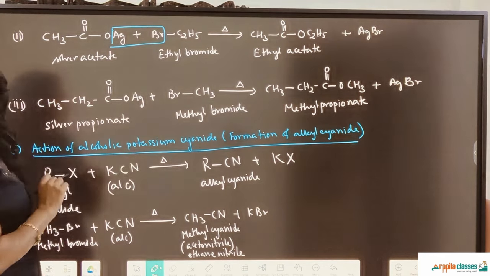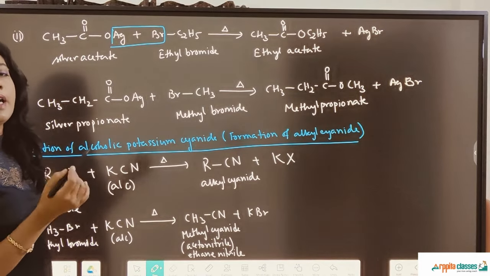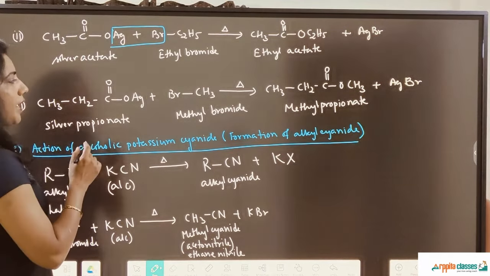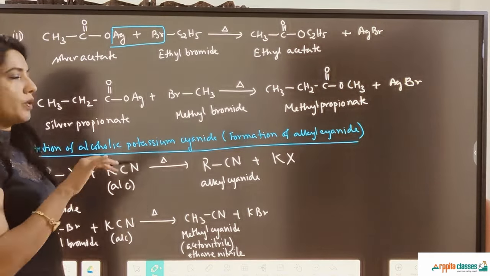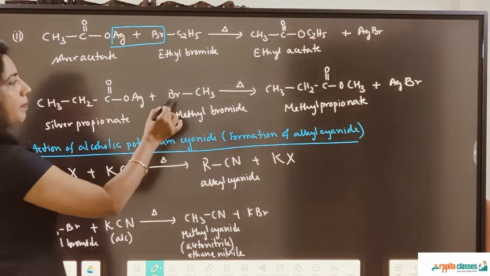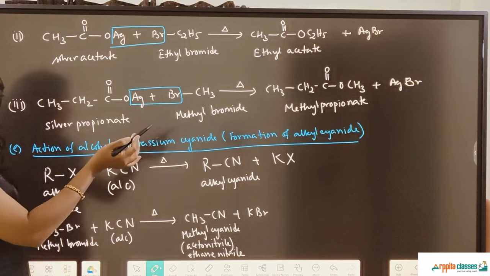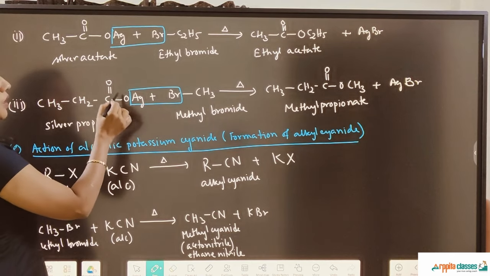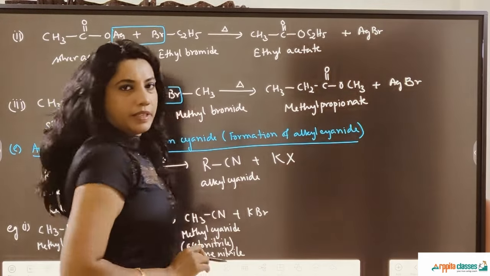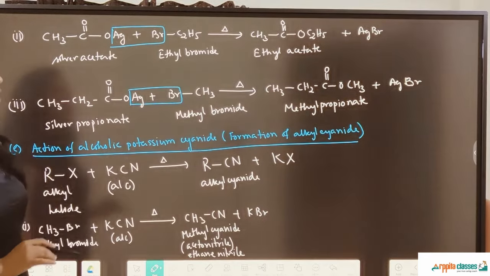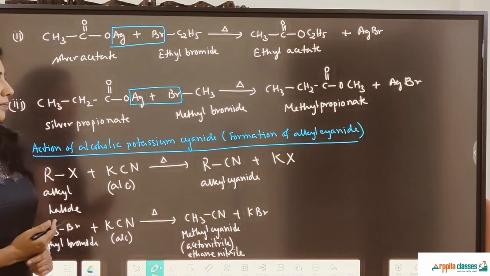This is CH3CH2COOAg. There are 3 carbon atoms, so it is called silver propionate. Propionate is the common name. If you write down the IUPAC, then it will be propanoate. Okay. So silver propionate plus methyl bromide. AgBr you just remove and join the rest of the things. So CH3CH2COOCH3, that is your methyl propionate. Okay. So this is your reaction with silver carboxylate.